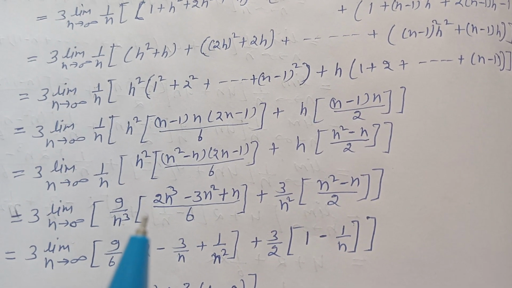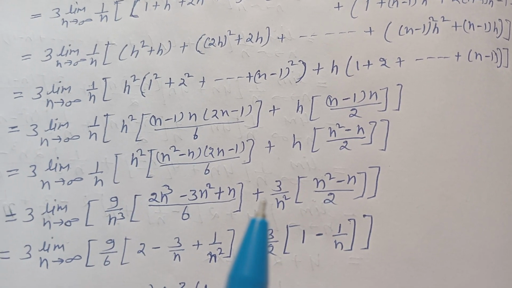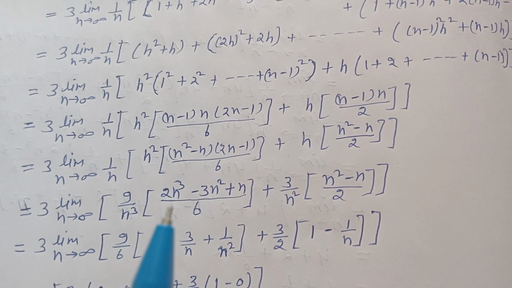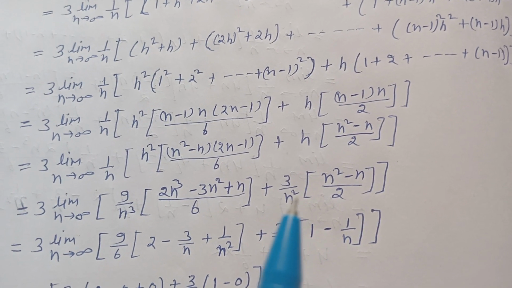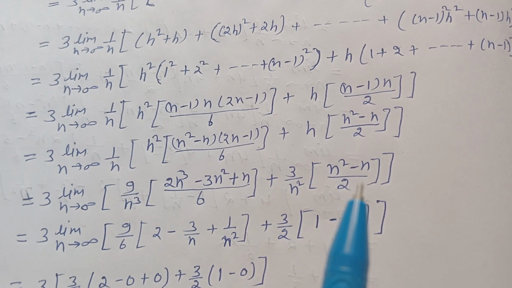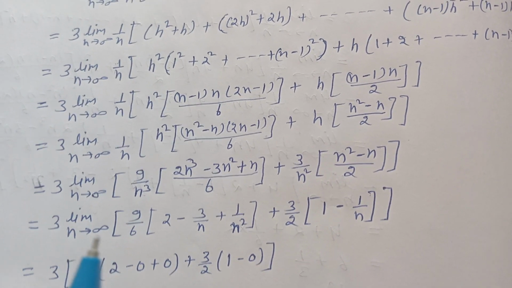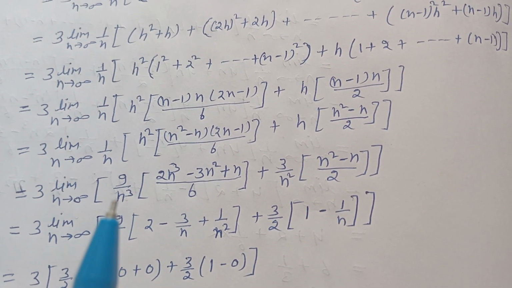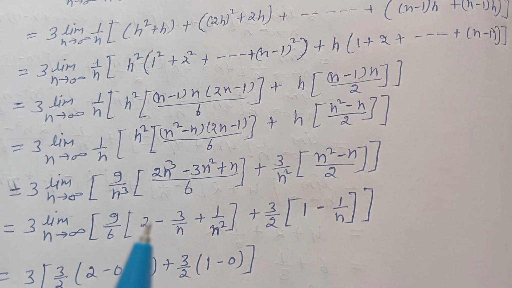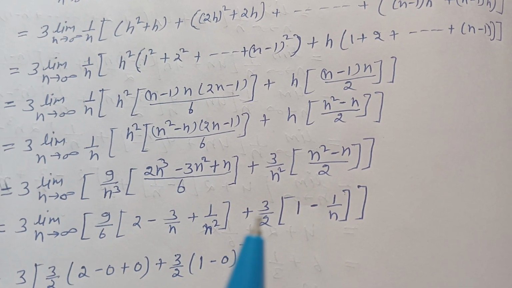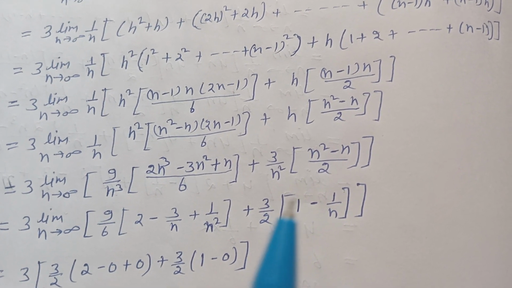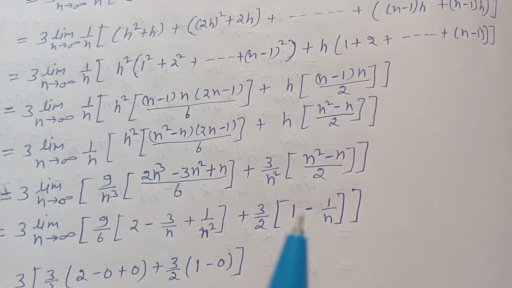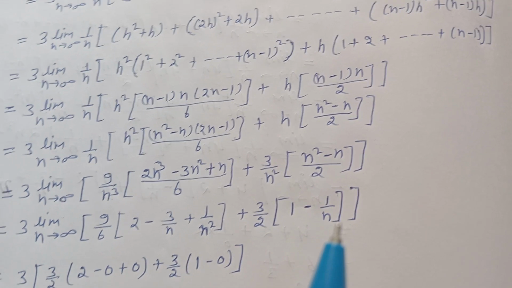In this term take 6 outside common and in this term take 2 outside common, and in this term n cube is divided inside the bracket and in this term n square is divided inside the bracket. So it is equal to 3 limit n tends to infinity bracket of 9 by 6 bracket 1 upon n cube multiply inside the bracket, so 2 minus 3 upon n plus 1 upon n square, plus 3 by 2 because 2 is taken outside common and n square multiply inside 1 upon n square, so bracket of 1 minus 1 upon n.